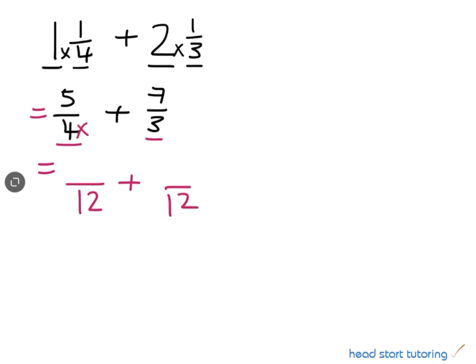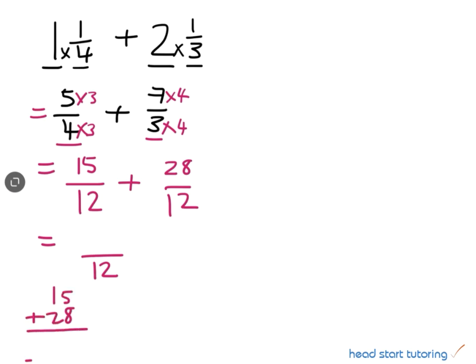So what did I do to my 4 to get 12? I multiplied it by 3. What did I do to my 3 to get 12? I multiplied it by 4. So I need to do the same things to my numerators. So 5 times 3 is 15, and 7 times 4 is 28. So I know my denominator is going to be 12, and I can say 15 plus 28 on the side, just to be sure. And 5 plus 8 is 13, and then I have 4. So 43 over 12 is my answer.